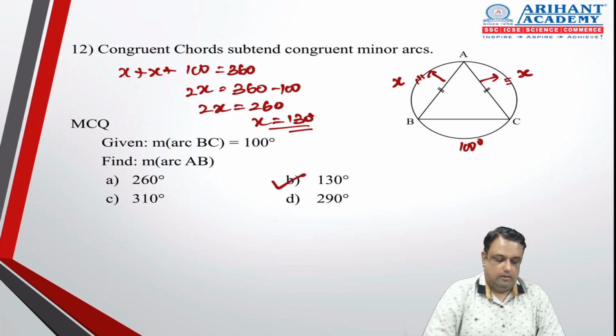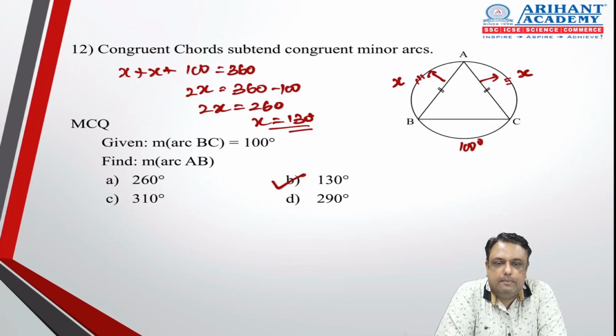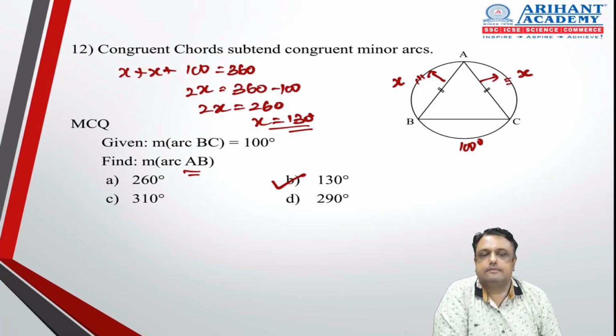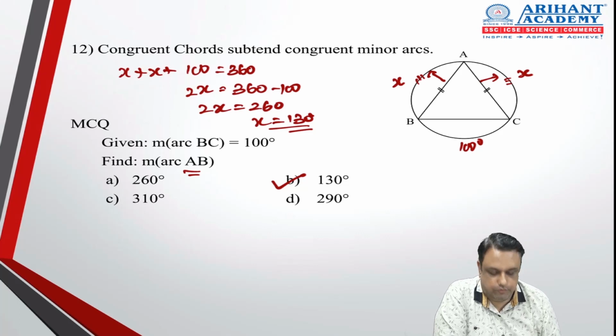Therefore, arc AB will be 130 degrees. Arc AB will be how much degree? 130 degrees. Very simple. Understood this?